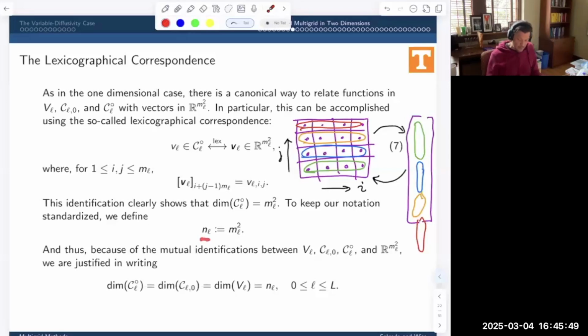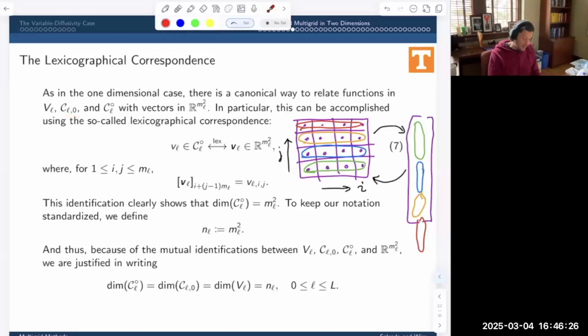So N_L should be M_L squared because there's M_L degrees of freedom in this direction, M_L degrees of freedom in that direction. The total number of degrees of freedom is M_L squared. And therefore, the total number of degrees of freedom I want is N_L equals M_L squared. This shows clearly and right away that the dimension of this function space is M_L squared. But now I can always go back, right? For every function in this space, I can define a function in this space and vice versa.